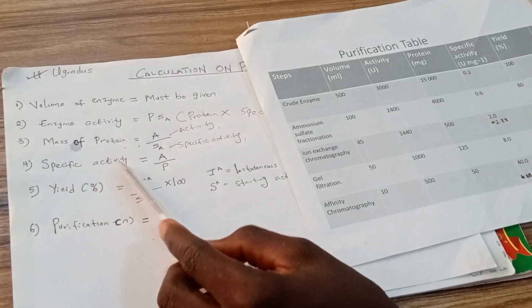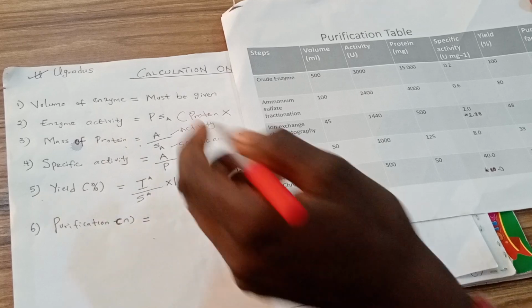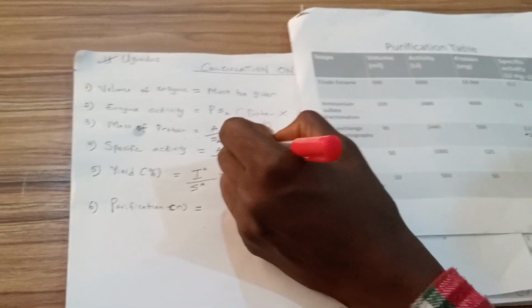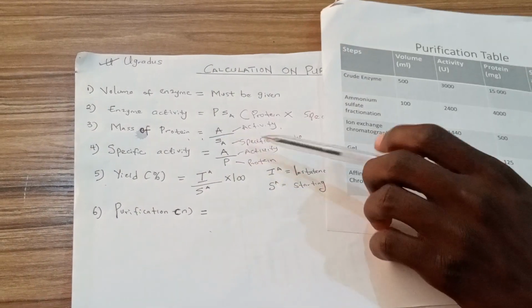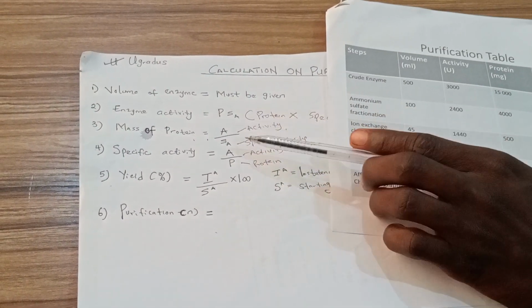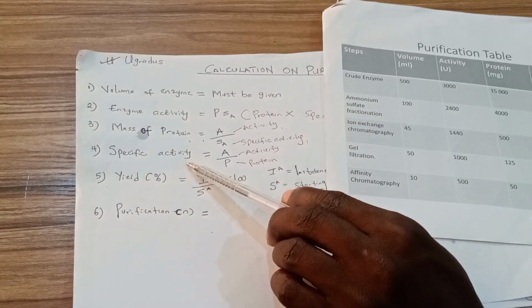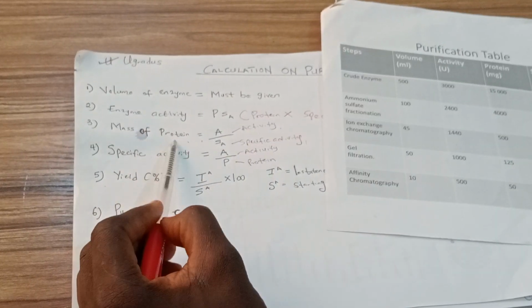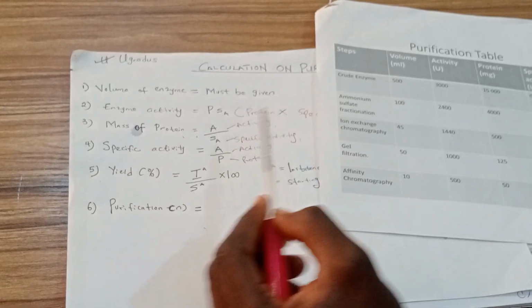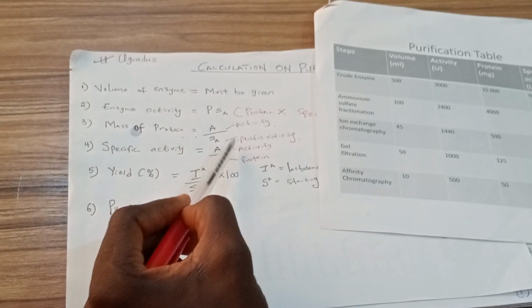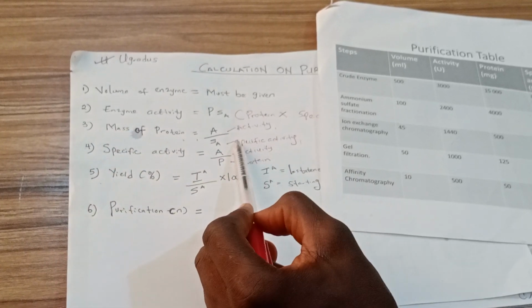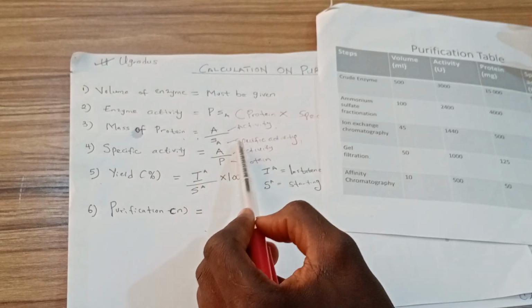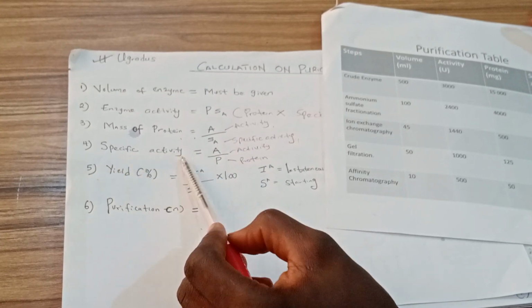Now, what of specific activity? That's the fourth one. If you want to calculate specific activity, the formula is activity divided by protein. So just divide your activity by protein. For mass of protein, you divide activity by specific activity. In this formula, mass of protein equals activity over specific activity. So if you now want to calculate specific activity, that means specific activity will take the place of mass of protein, while mass of protein will now come to the denominator. When you do that, specific activity is now equal to activity all over protein.